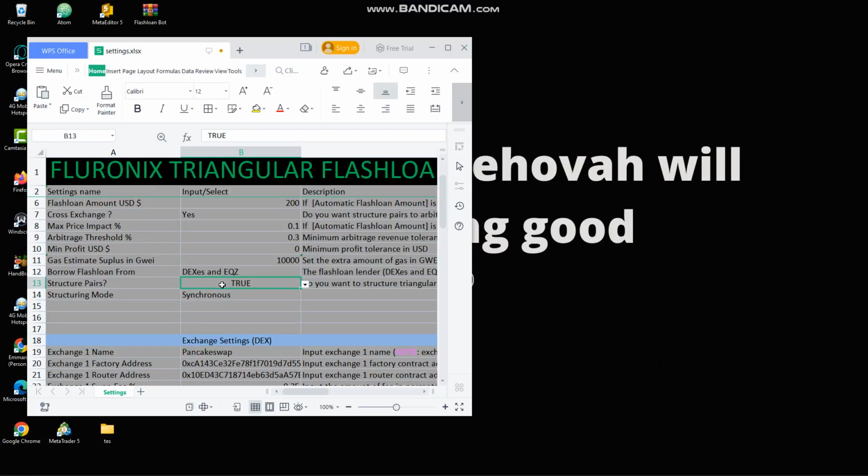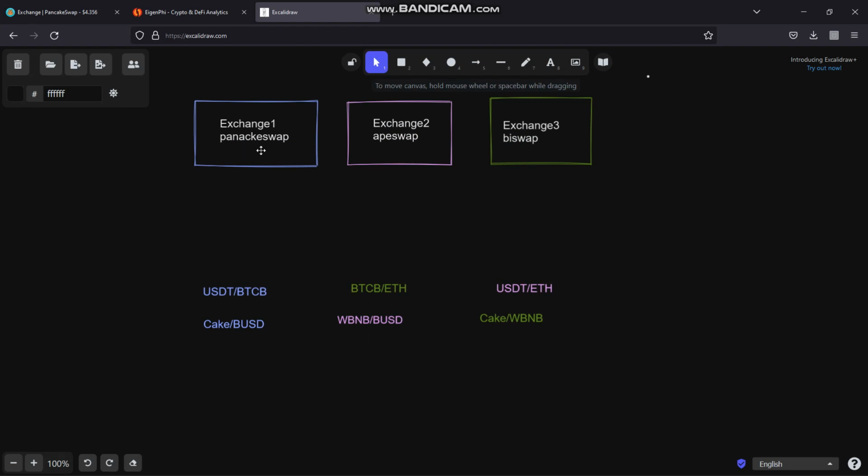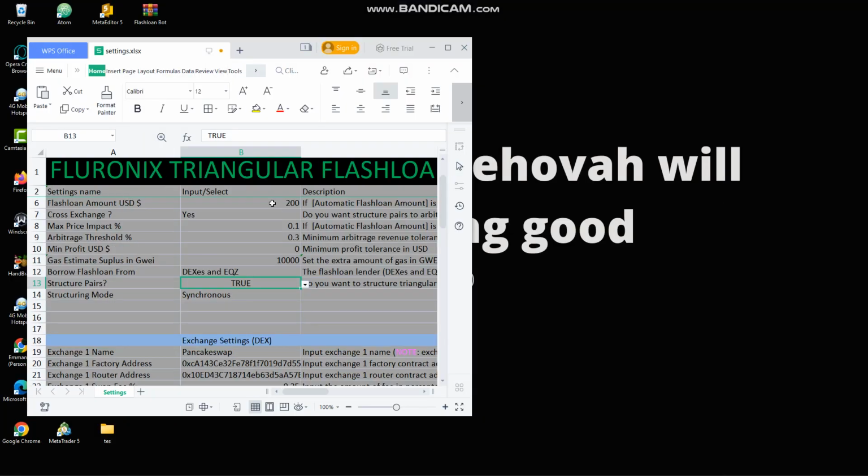If you are using one exchange, it's just going to find all these pairs in one exchange, which is maybe exchange 1, PancakeSwap in this regard, and structure the pairs in these formats. But if you use cross exchange, it's going to find them in other exchanges. So that is it. I am going to structure the pairs. And how do I want to structure the pairs? I want to structure it synchronously or asynchronously. Synchronously means one after another, and asynchronously means plenty at a time.